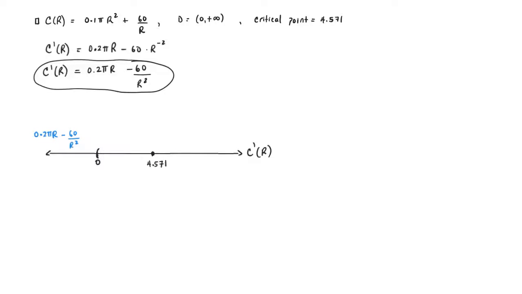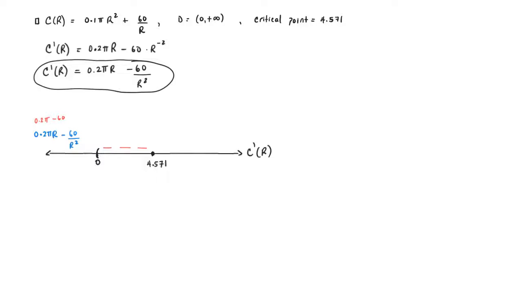And all that I have to do is to choose a test point. For example, any number between 0 and 4.571, the easiest one that comes to mind. So in this case, 1. Look at this. If I plug in 1 for r in the first derivative, I am going to get, let me do that here just informally, 0.2 pi times 1, which is just 0.2 pi, minus 60. I don't even need a calculator for that. I know that 0.2 pi minus 60 will be negative. So then I know that the first derivative is going to be negative in this interval. I'm going to put little negative signs to remind me of that.